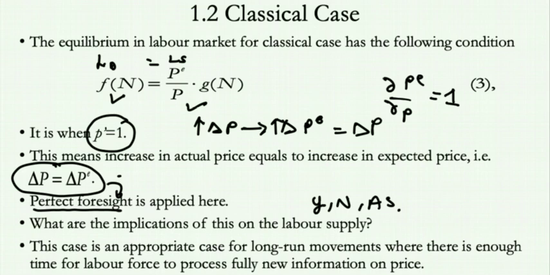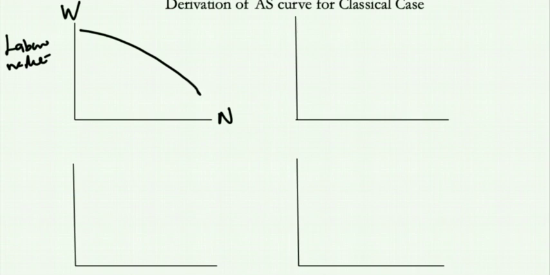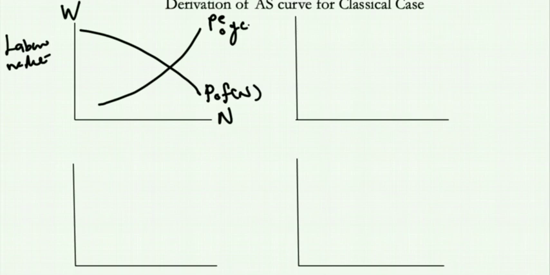Alright, now we want to analyze it in the form of graph. So we have 4 different types of graph here. The first graph is as usual the labor market using nominal wage. So here is employment. Let's say we have this demand, okay, and then we have this supply. So the initial situation is nominal wage W naught and then N naught. So call this point A, right?